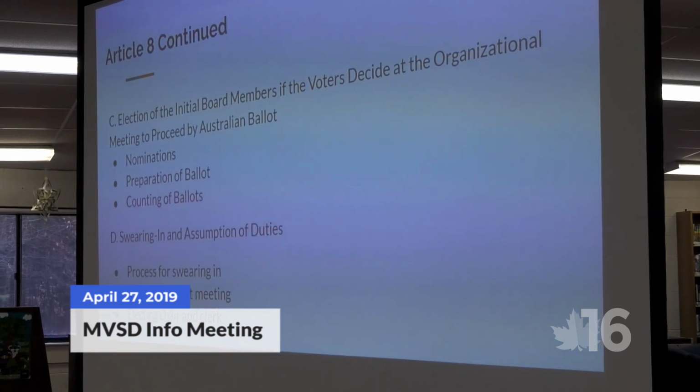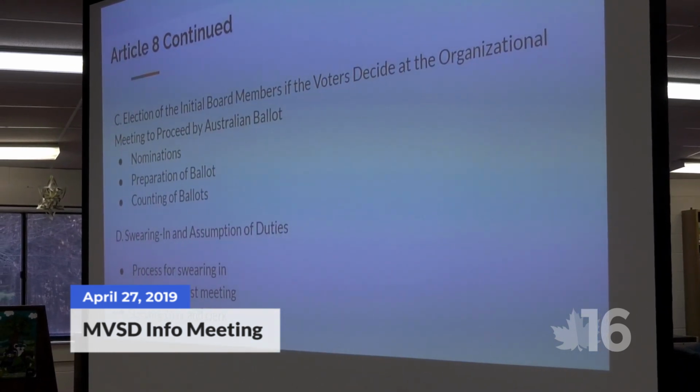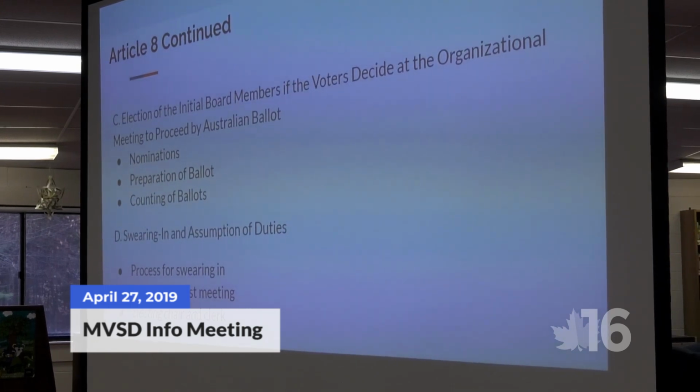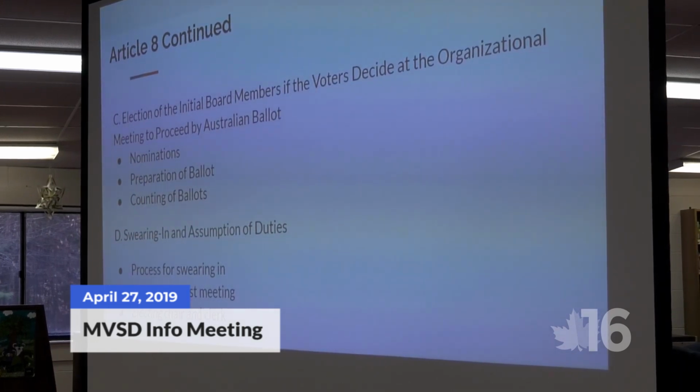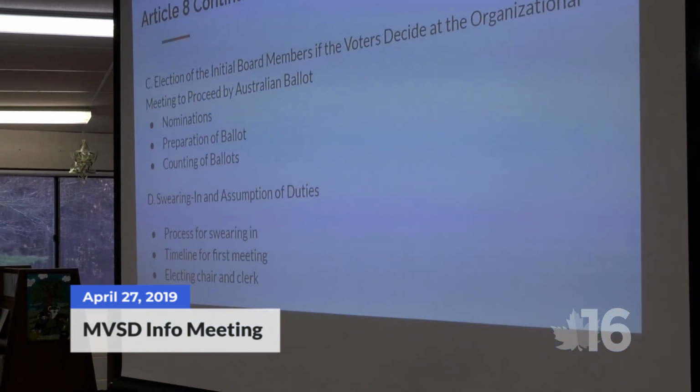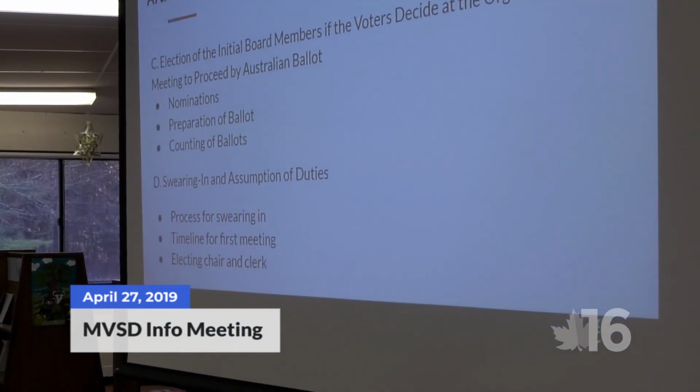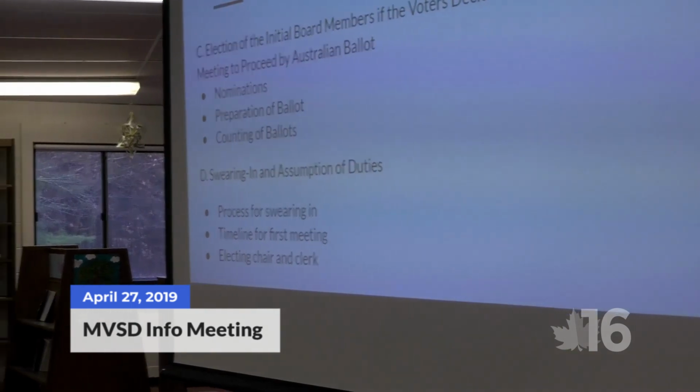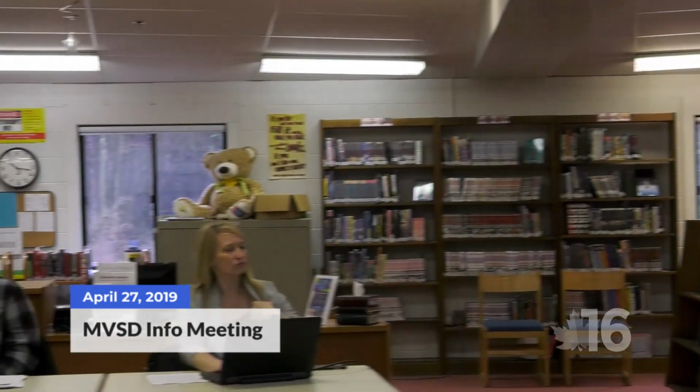Once the board has been voted on, they would have to get sworn in. The first meeting has already been scheduled for May 1st, which is the day after the vote. We don't have a lot of time, so we have to move along pretty quickly. At that meeting, they would elect a new board chair and clerk, and I believe a vice chair. Their duties would be to prepare and present the budget for 2020.